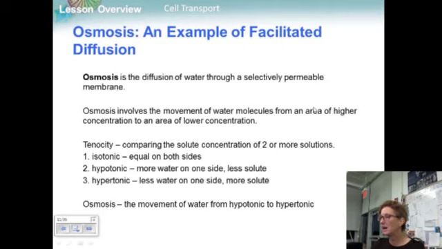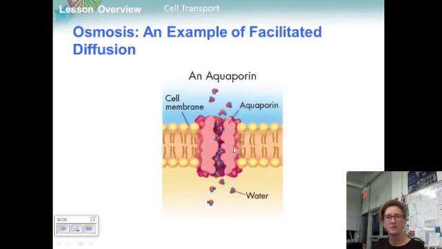So here is not a recap, but an introduction to what osmosis is to help you wrap your brain around it. So let me go back to this one actually first.